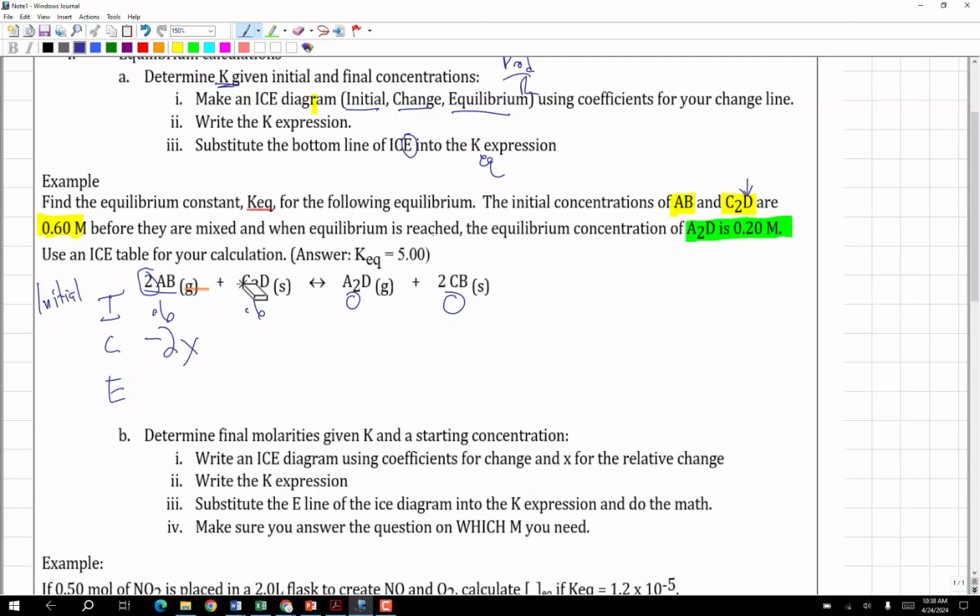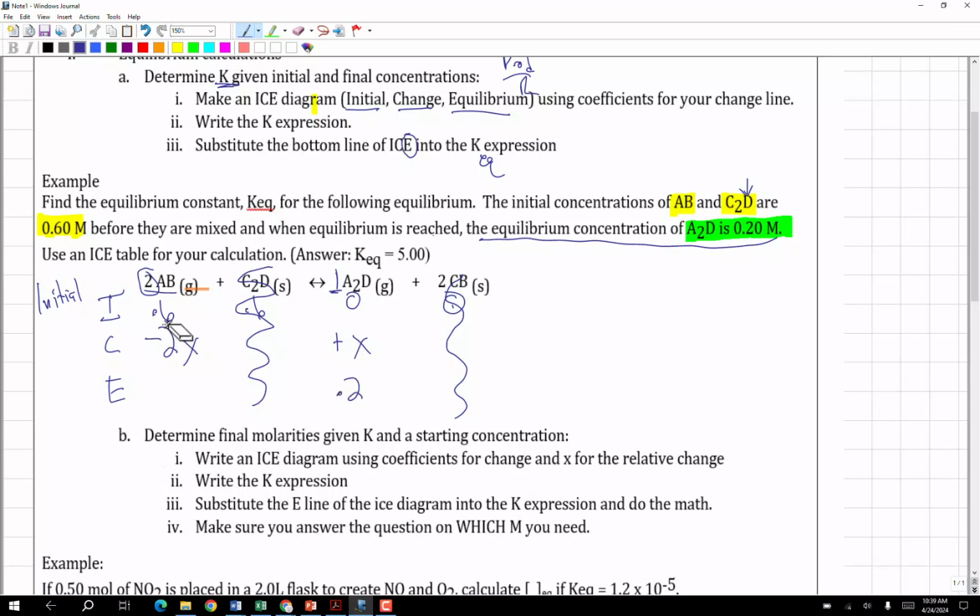This is a reactant. Uh-oh, it's a solid. I'm going to ignore my solids. Okay? This is a product. It has a coefficient of 1. It's going to go up 1. This is a solid. I'm going to ignore my solids. Now, if you notice, it says when equilibrium is reached, the equilibrium concentration is 0.2.